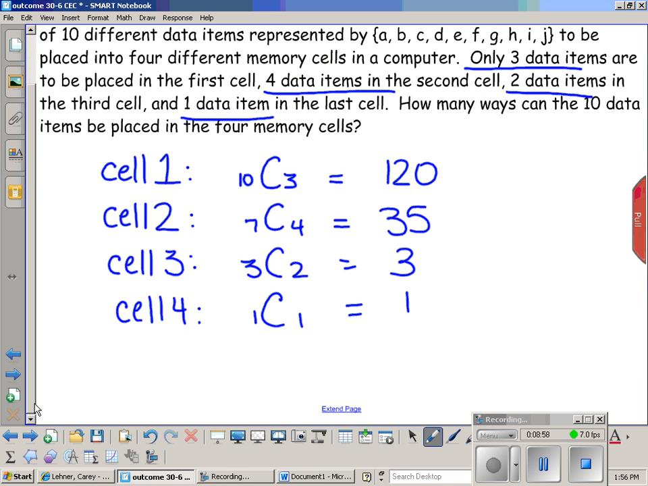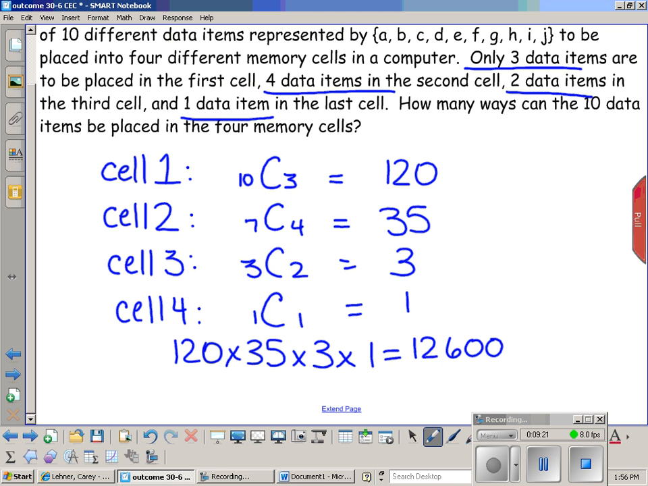So now we have all of the combinations for each particular cell. So how do we find the total? We would multiply these together because these are an and. We have combinations for cell 1, and for cell 2, and for cell 3, and for cell 4. So we end up with 12,600 different ways that these data items can be put into the memory cells.